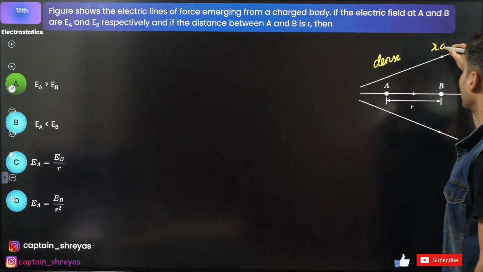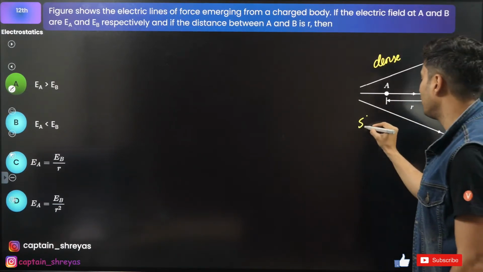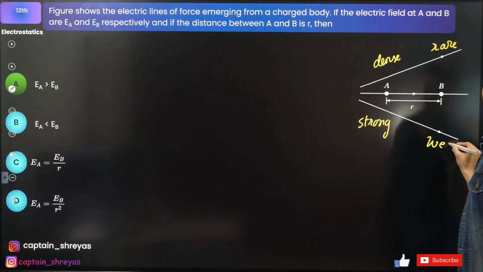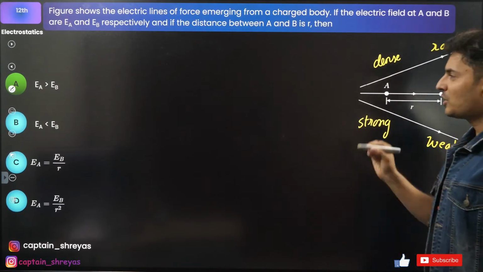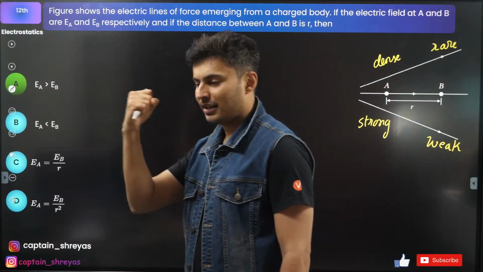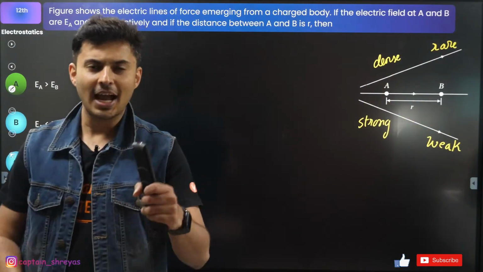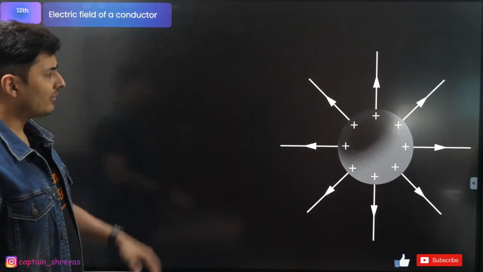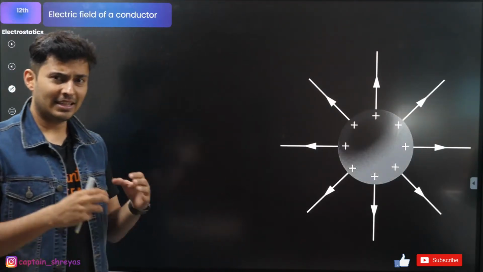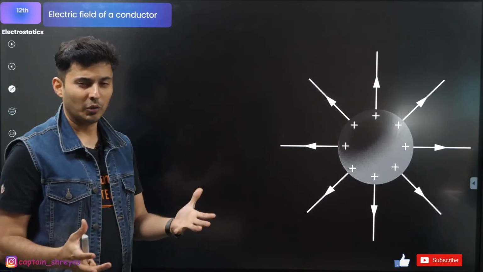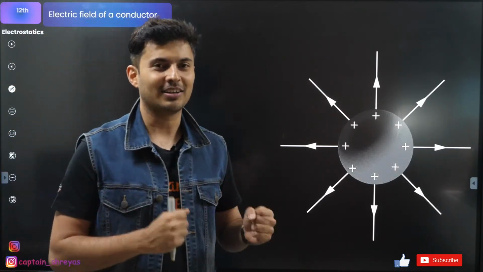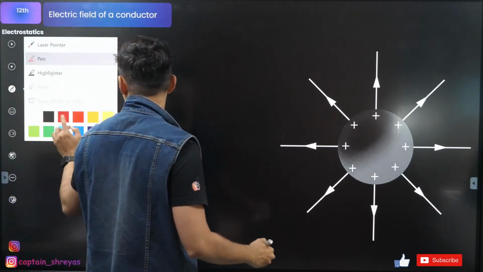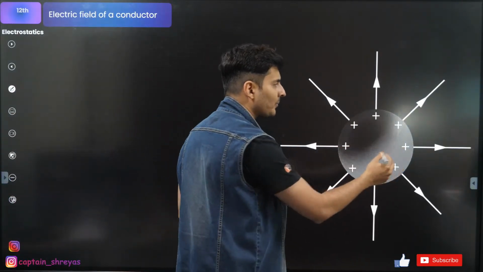Here it is more rare. That means here the field is strong and here the field is weak. Definitely. So E_A is stronger than the electric field at point B. Perfect. Now, electric field for a conductor: there is an interesting thing you should know regarding conductors. Conductors, you will see, always have the charges lie on the periphery.